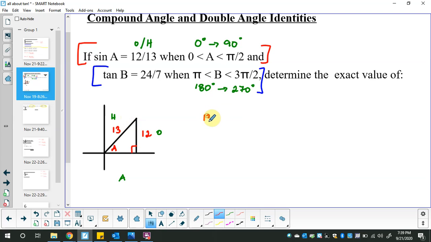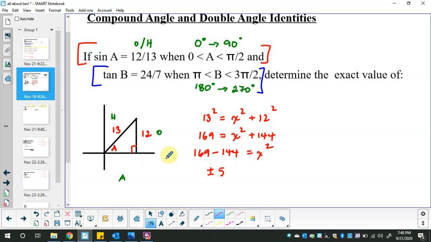So 13 squared equals, I'm going to say x squared because it's a sideways movement that I'm looking for, not that it matters what letter you choose, plus 12 squared. So it's 169 equals x squared plus 144. So 169 minus 144 is equal to x squared. And technically x squared, because it is a directional movement, could be a plus or minus. Oops. Skipped a step. 25 equals x squared, which means x is equal to plus or minus 5.